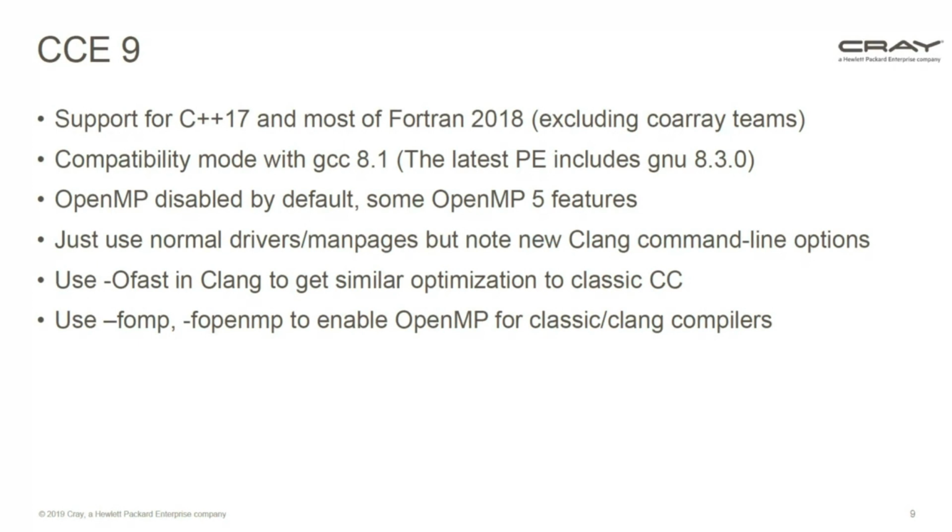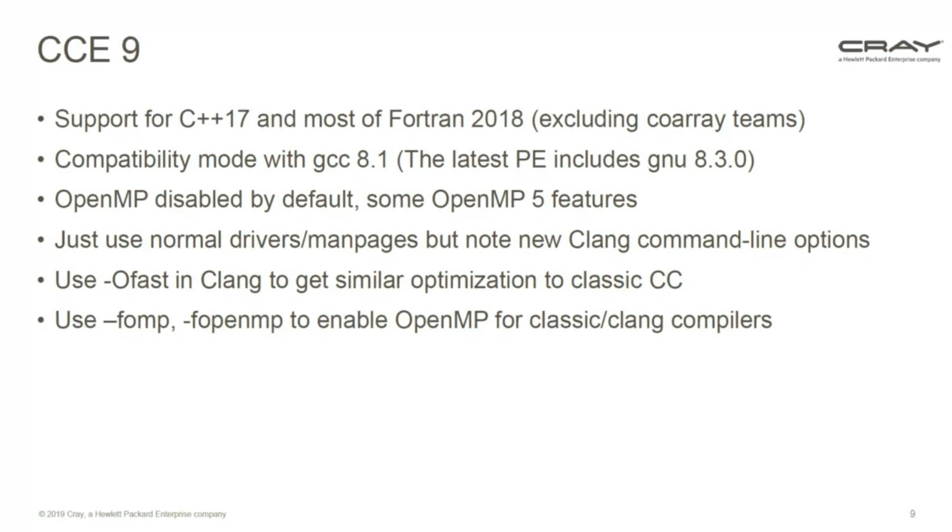The environment is compatible with GCC 8.1. So you've probably noticed that major changes in the Cray compiler come with a compatibility against a particular GCC toolset version. So these compilers come with compatibility against GCC 8.1, but the environment actually provides GCC 8.3 as the actual compiler that you can use if you load prog-env GNU. There is one change with the C compilers, which is that OpenMP is disabled by default.